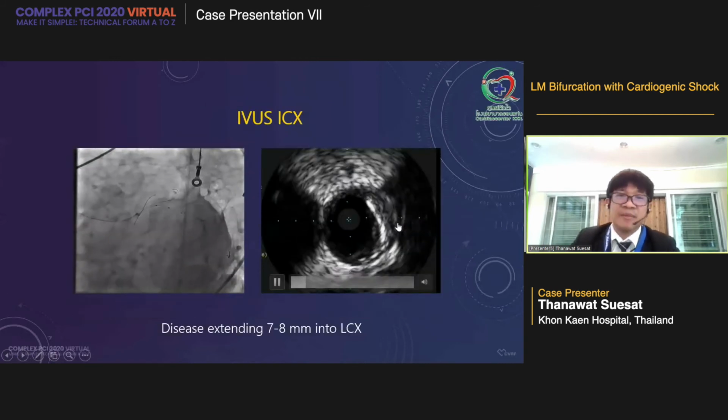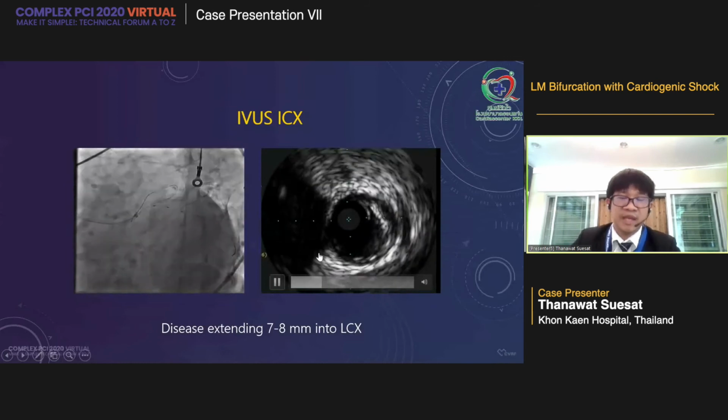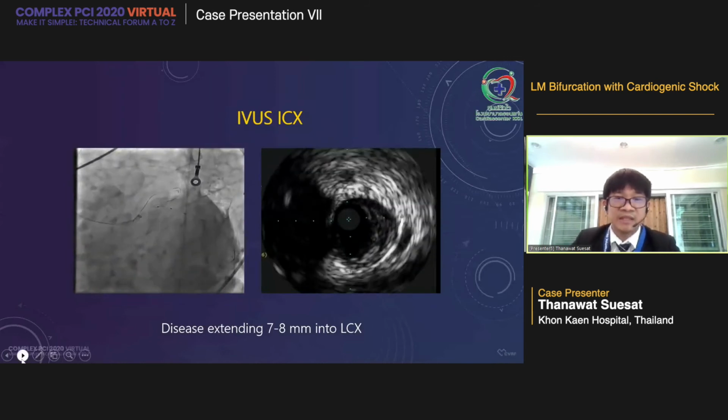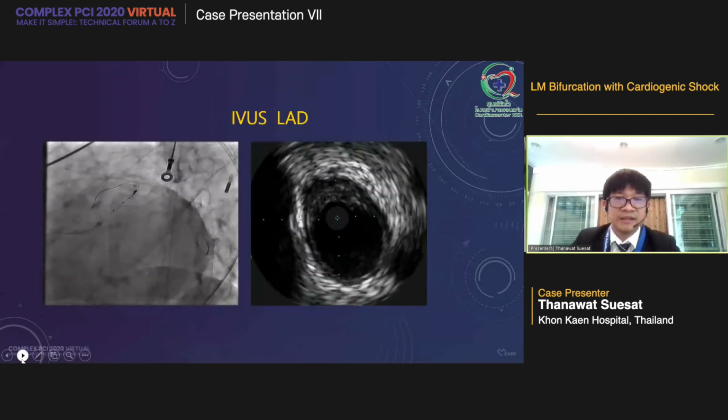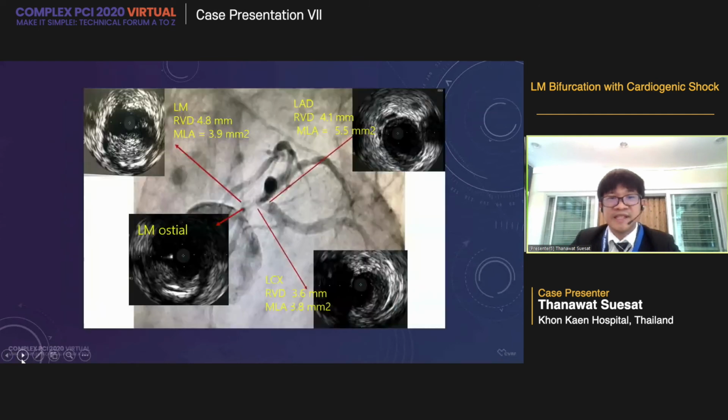I was watching the pullback from the circumflex to the left main, and also from the LAD to the left main. This is the IVUS information. We have a large left main, around 4 to 5 millimeters, with a large diffuse plaque from the ostial left main extending to the ostial circumflex, but just minimal disease at the LAD ostium.